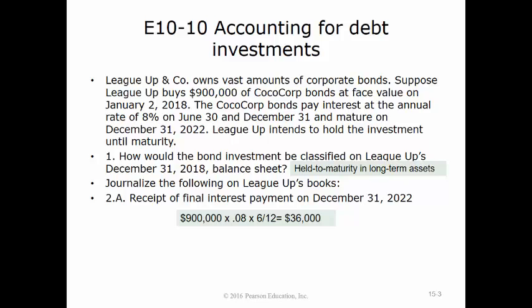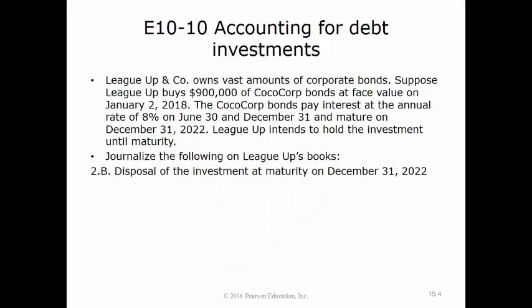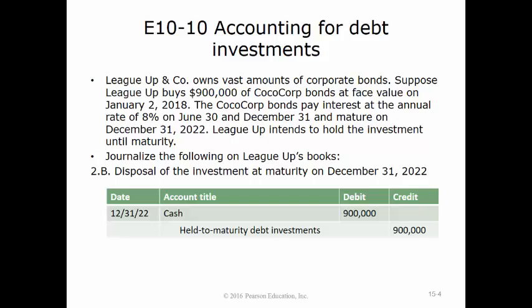The semi-annual interest amount is equal to $900,000 times 8% times 6 divided by 12 equal to $36,000. The entry would include a debit to cash and a credit to interest revenue for $36,000. Next, we record the disposal of the investment at maturity on December 31st, 2022 by debiting cash and crediting held-to-maturity debt investments for $900,000.